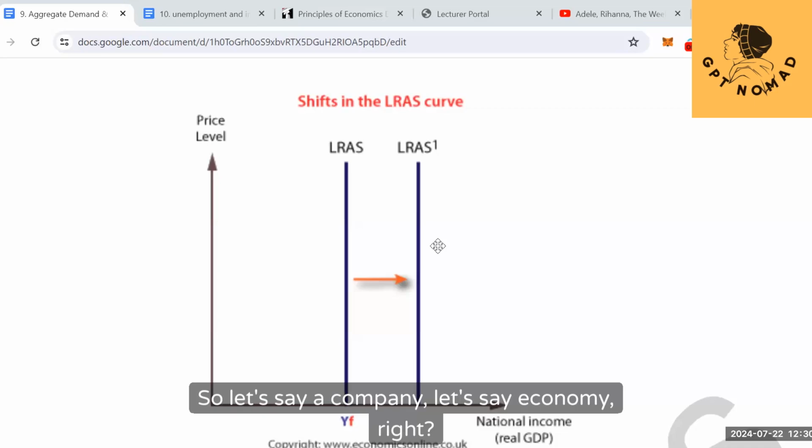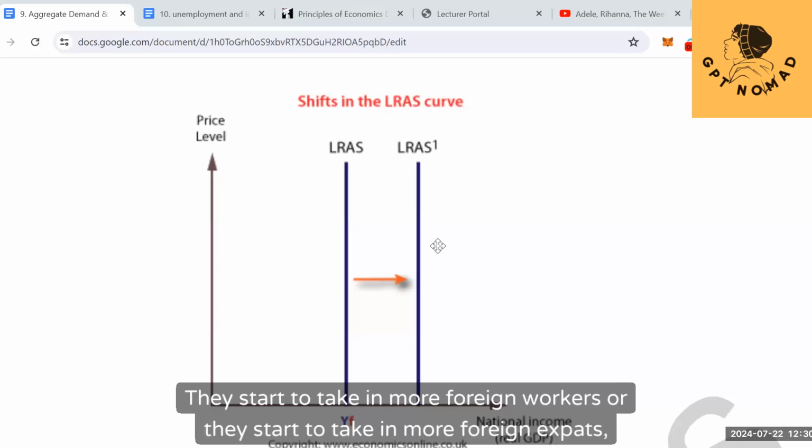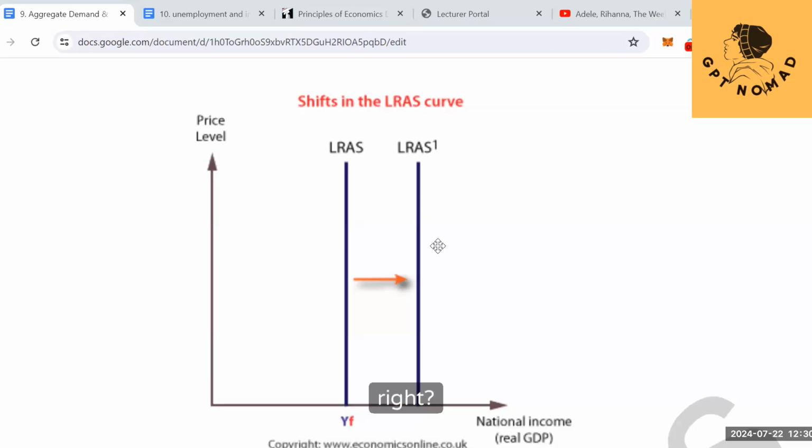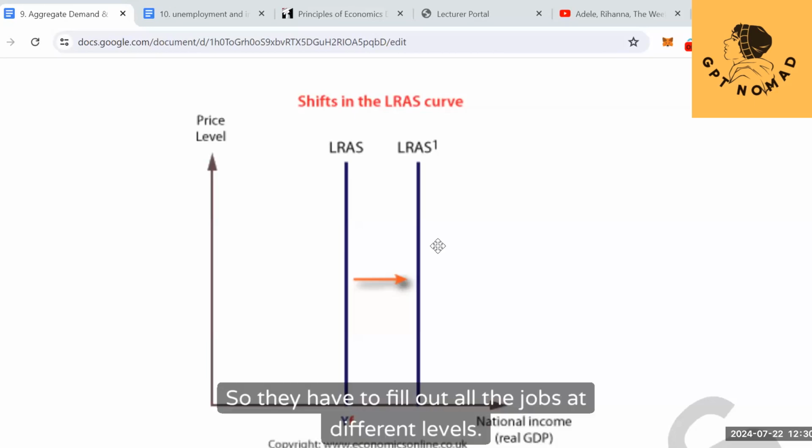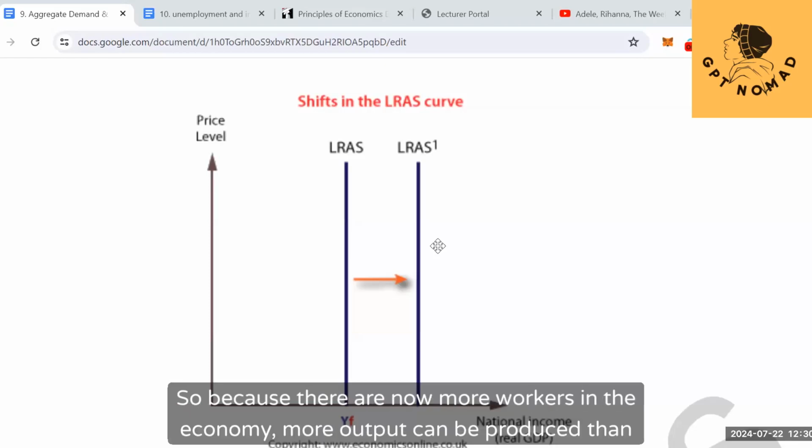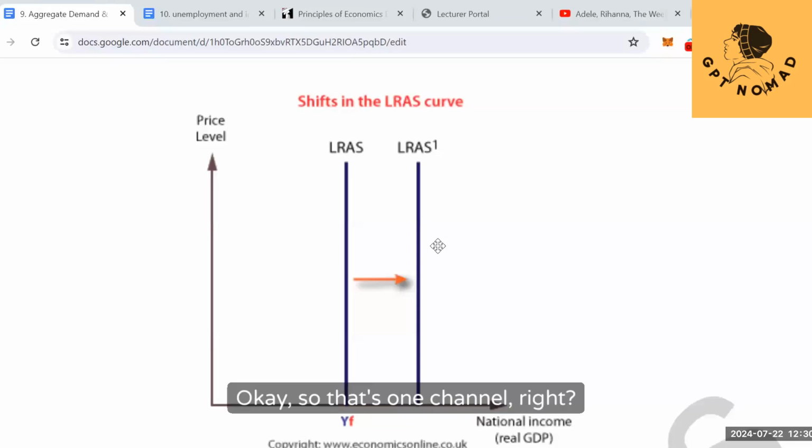So let's say an economy, right? They start to take in more foreign workers, or they start to take in more foreign expats, right? So they fill out all the jobs at different levels. Because there are now more workers in the economy, more output can be produced than before. Okay, so that's one channel, right?